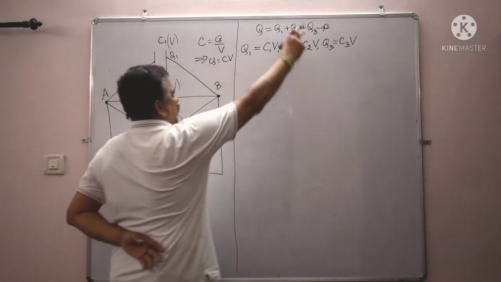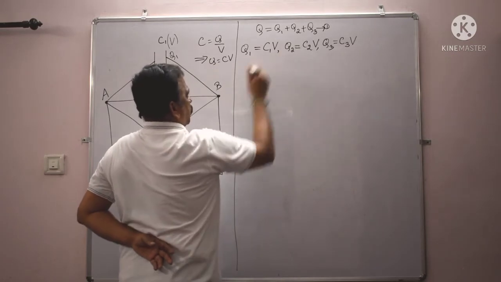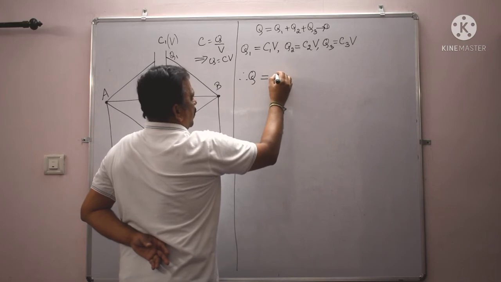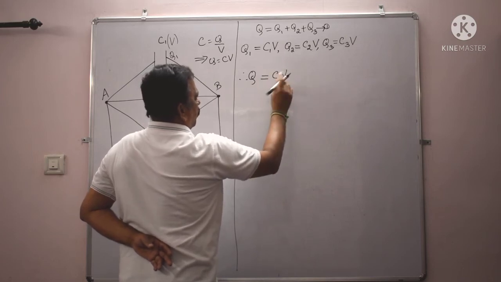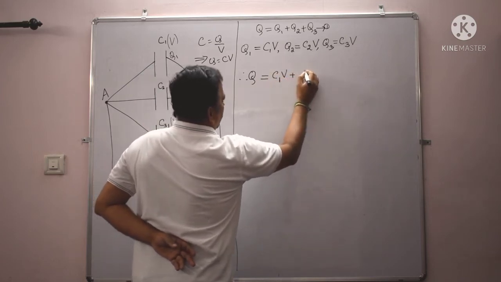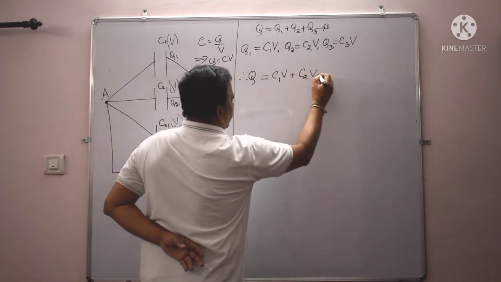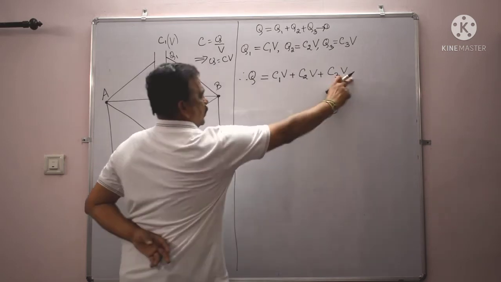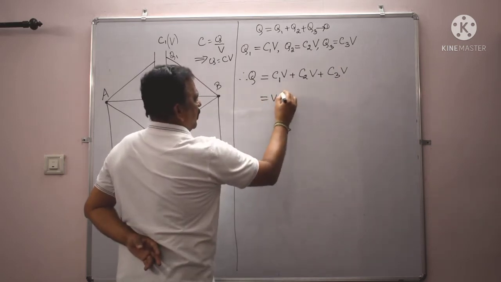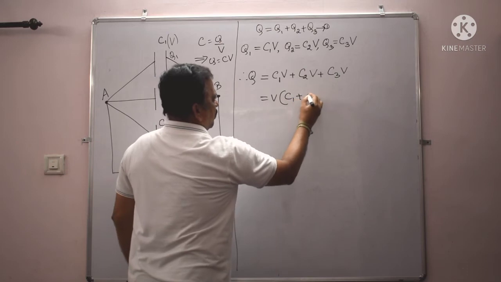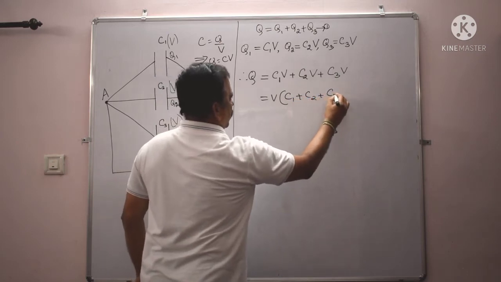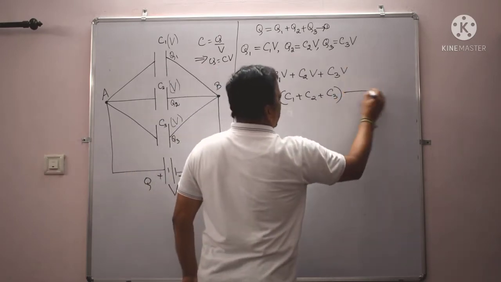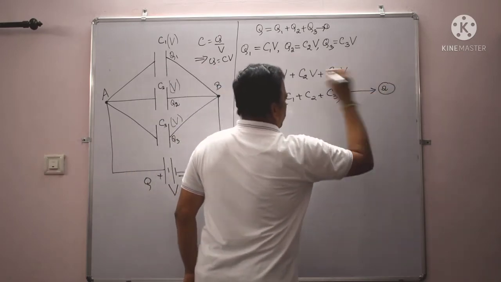Now let me substitute this into equation 1. Therefore, the total charge Q is given by C1V plus C2V plus C3V. V is common, so let me take it outside. I end up with V times C1 plus C2 plus C3, and you have Q on the left hand side. Let me take this as expression 2.